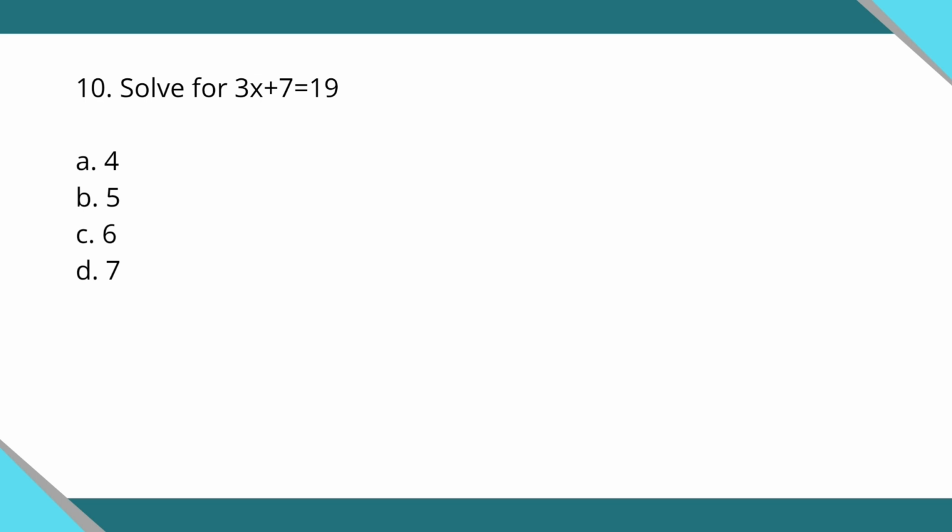Question number 10. Solve for x: 3x + 7 = 19. Letter A, 4. Letter B, 5. Letter C, 6. Letter D, 7.